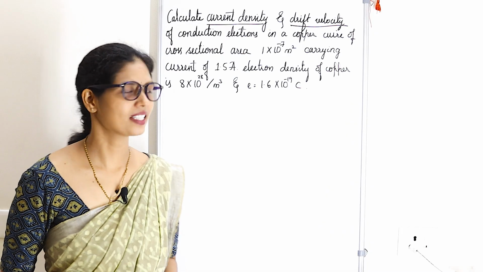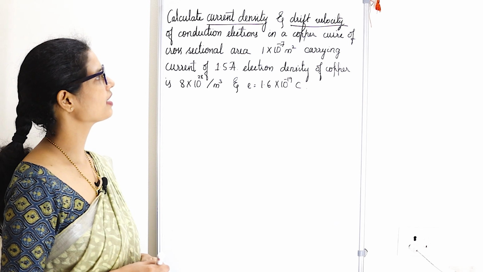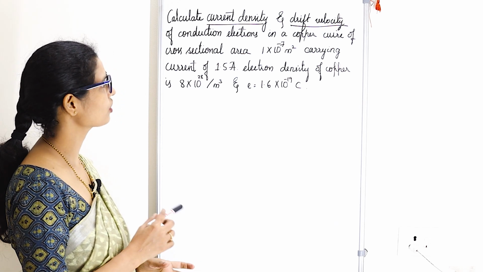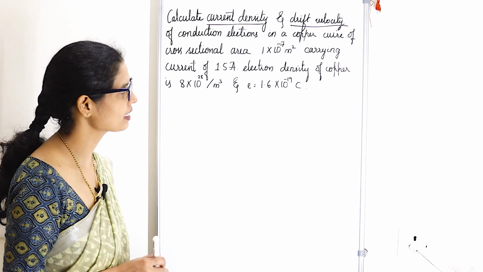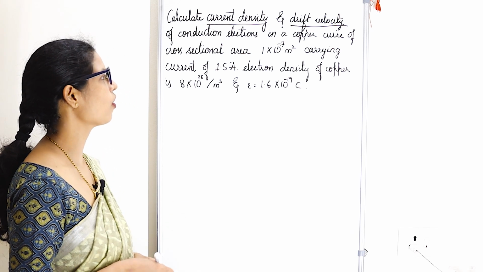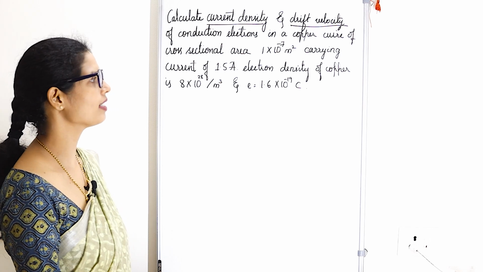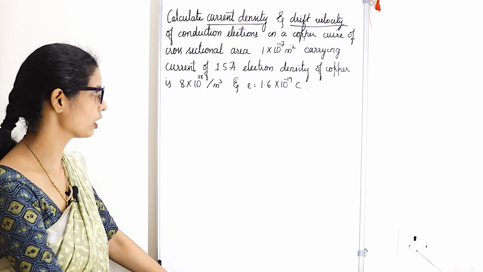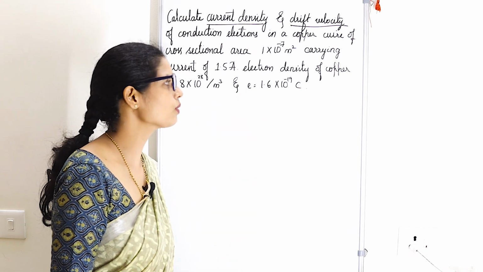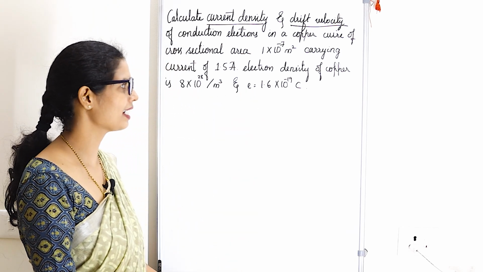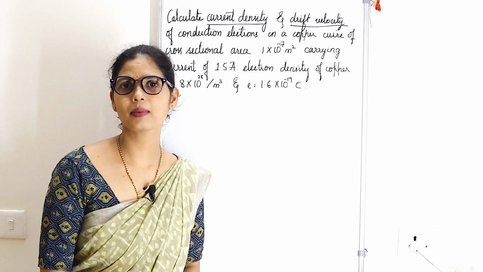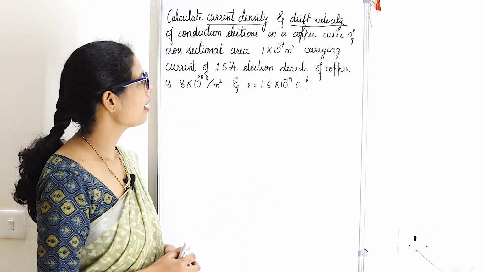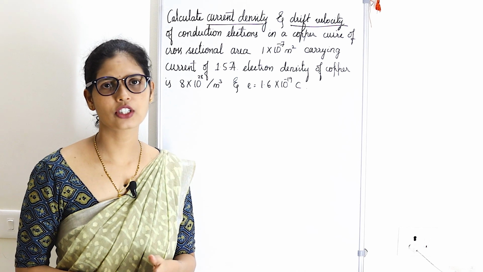So the next problem is, calculate current density and drift velocity of conduction electrons in a copper wire of cross-sectional area 1 into 10 to the power of minus 7 meter square, carrying current of 1.5 ampere. Electron density of copper is 8 into 10 to the power of 28 per meter cube, and charge of an electron is 1.6 into 10 to the power of minus 19 coulomb. This particular problem is similar to the one which we have just solved, and this is also from one of the model question papers.